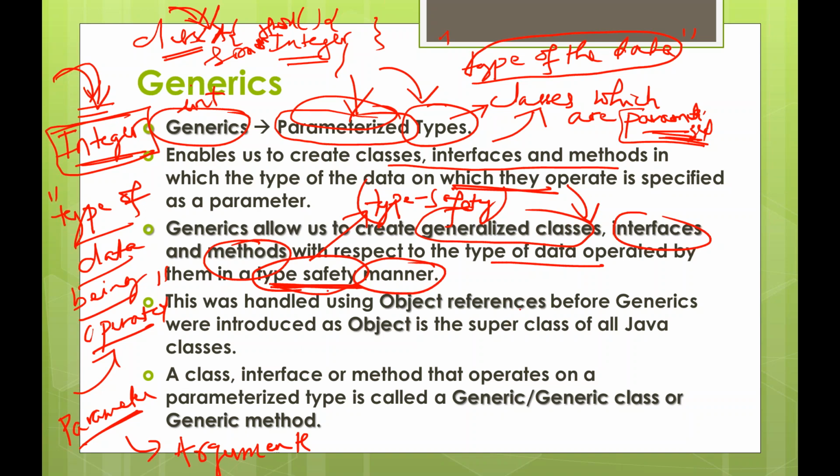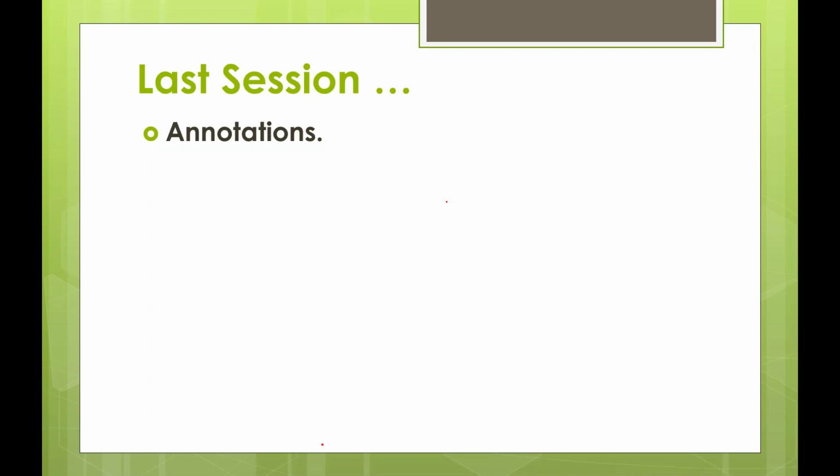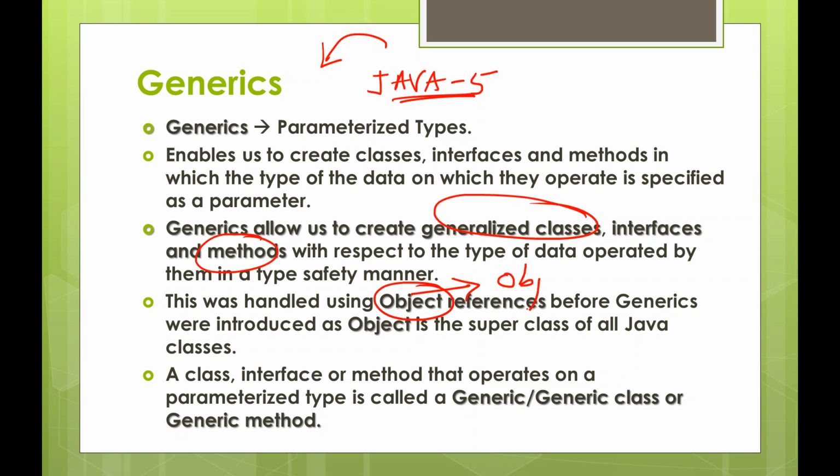Generics were introduced from Java 5, that is, JDK 5. Before that, were we not able to create generalized classes, interfaces, and methods? Yes, we had a way to create those things by using what are called object references.